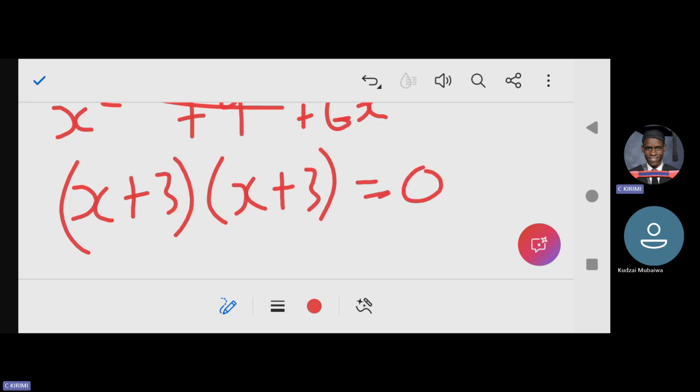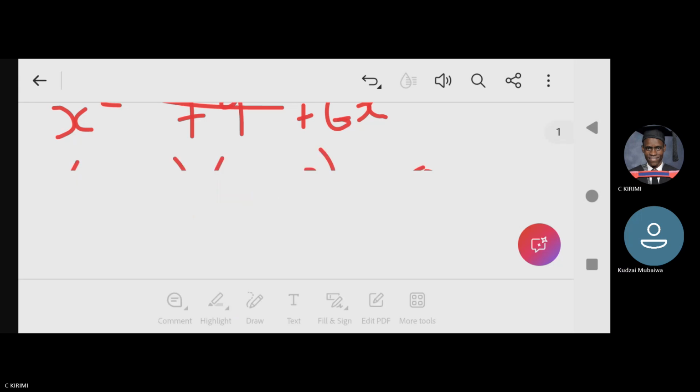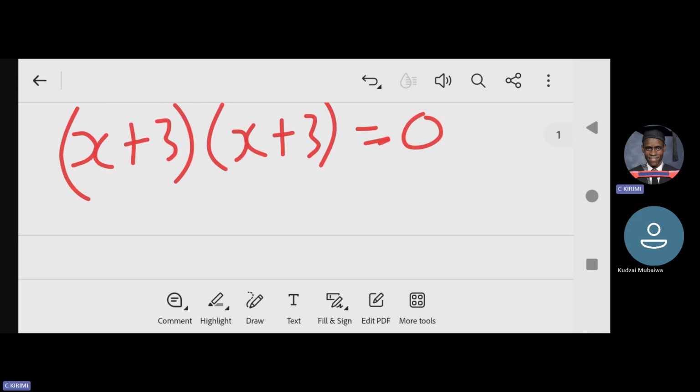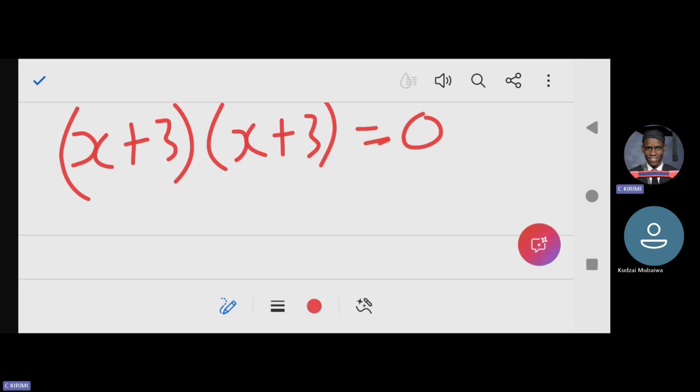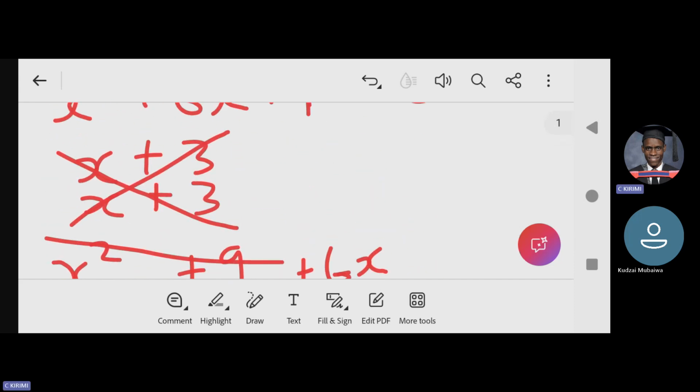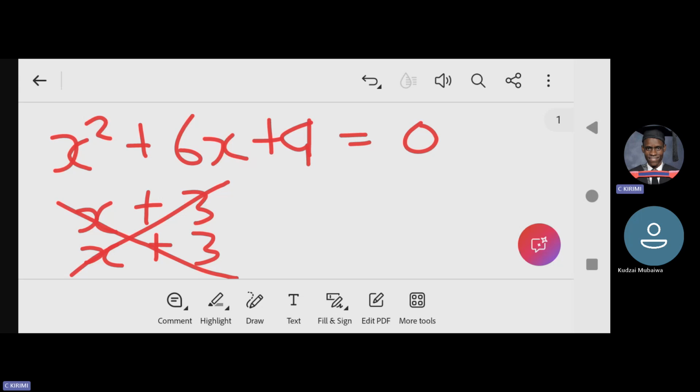Any question there? No, sir. So which means this graph, what are the solutions for this graph? So which means x will be equals to minus 3, isn't it? Yes, sir. For both brackets, because x plus 3 equals to 0, which means x is equals to minus 3. And then now we are supposed to sketch this graph. How are you going to sketch this graph?